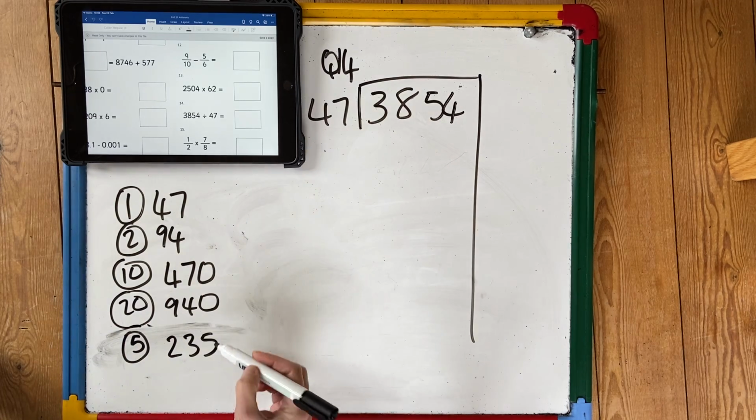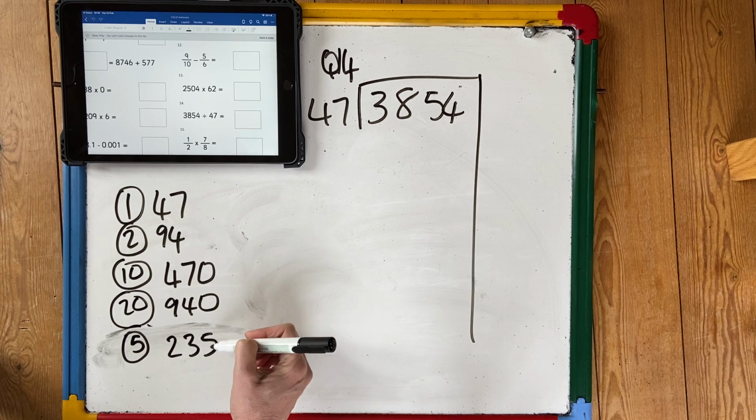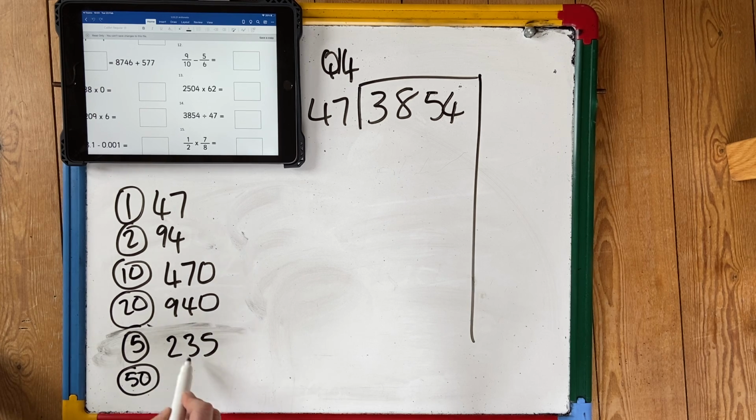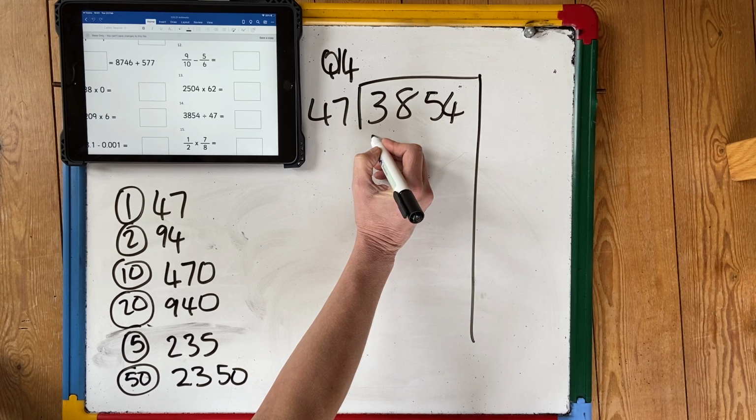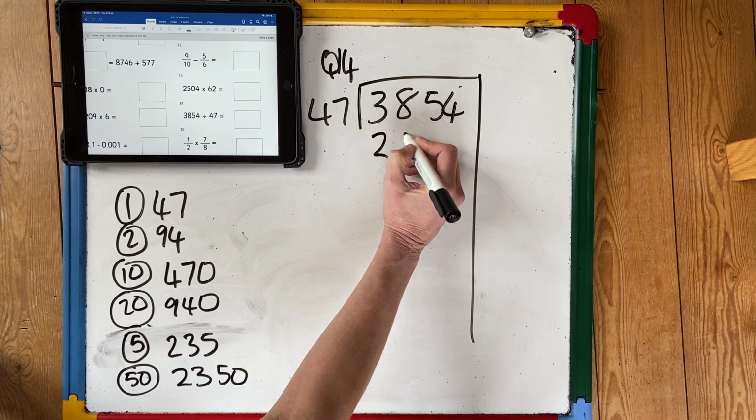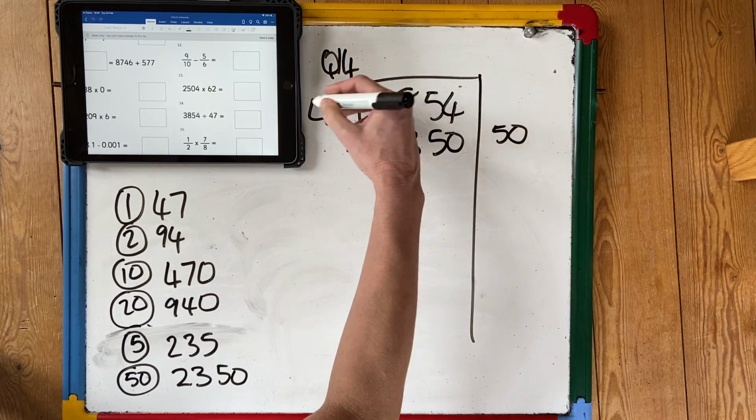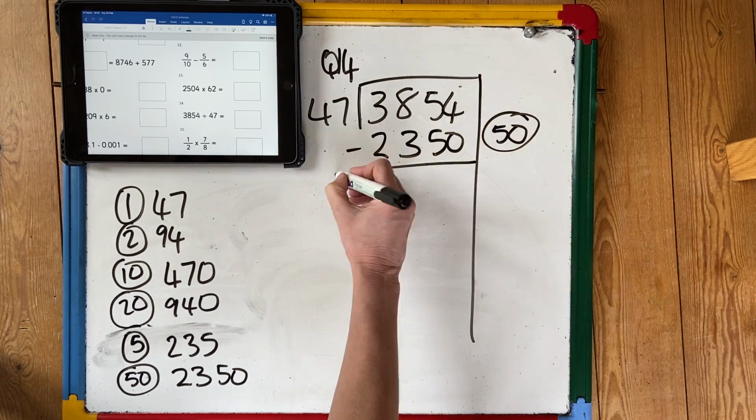What else would be helpful here? I'm just thinking that these numbers aren't big enough. How about we do 50 47s? So 5 47s is 235, so 50 47s is 2,350. That's a nice big number to start with. So 2,350. So that's 50 lots of 47.